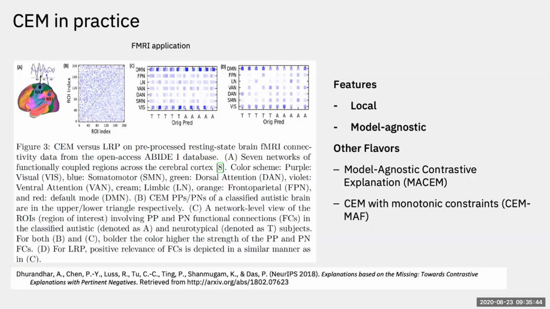For example, two regions of the brain, namely DMN and visualization, are mostly related to autism. However, the CEM method provides more details about how these two features are related to autism, in terms of whether they're pertinent positives or pertinent negatives.